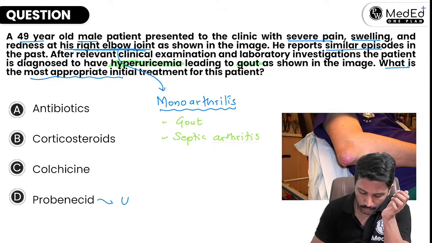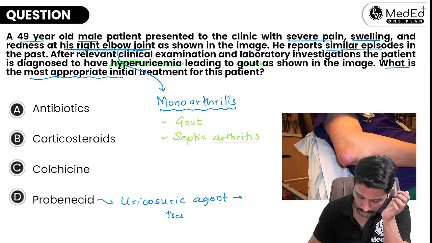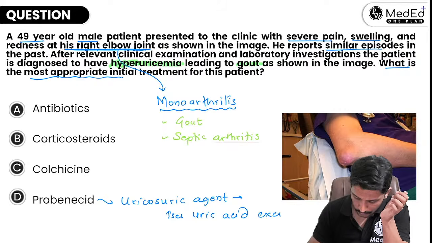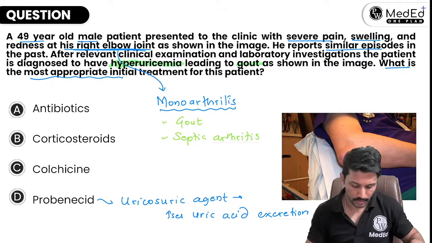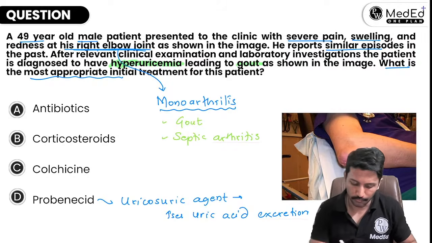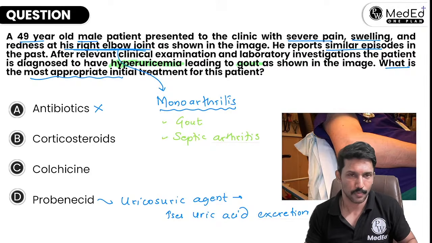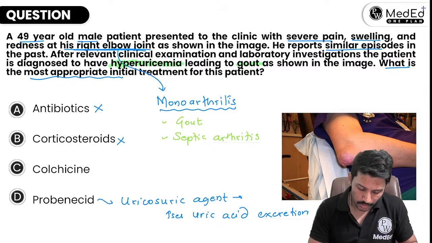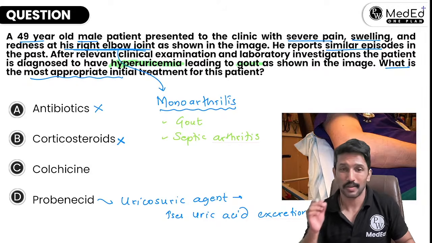Probenecid is a uricosuric agent. It increases the uric acid excretion. So what should I choose here? Should I start with steroids, colchicine, antibiotics? Of course, this is not about septic arthritis, so I'm not thinking about antibiotics. Okay. Steroids are also not considered as a initial choice for management of gout.